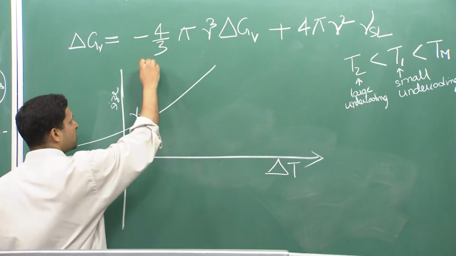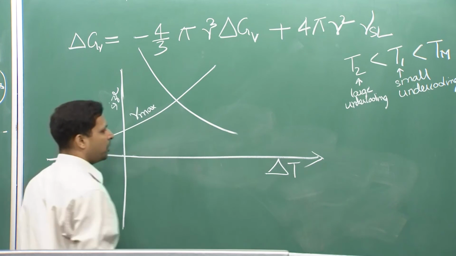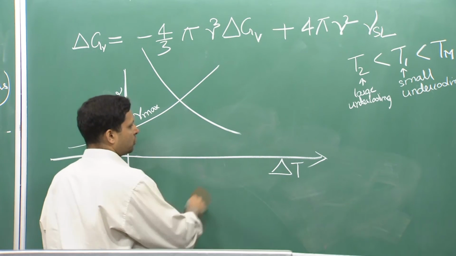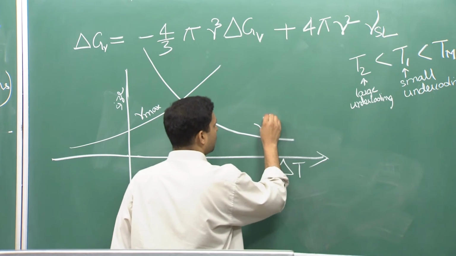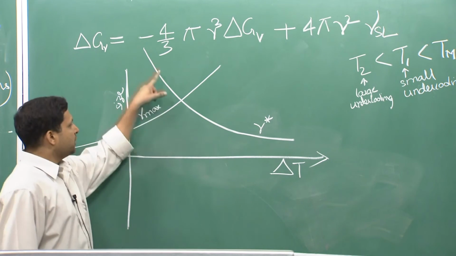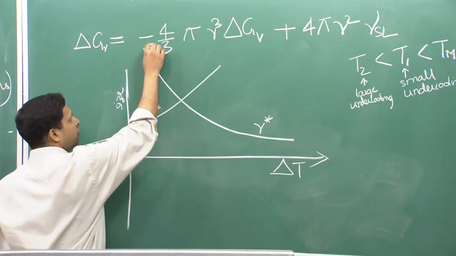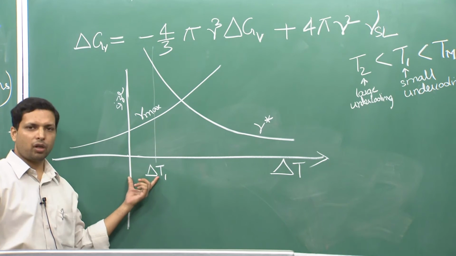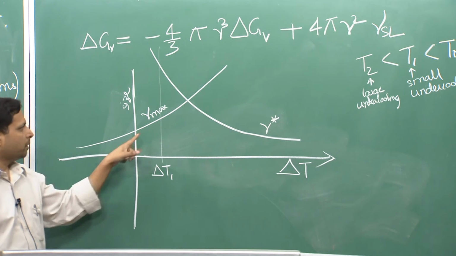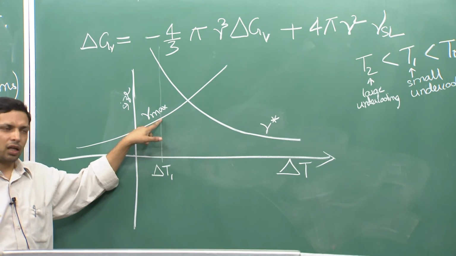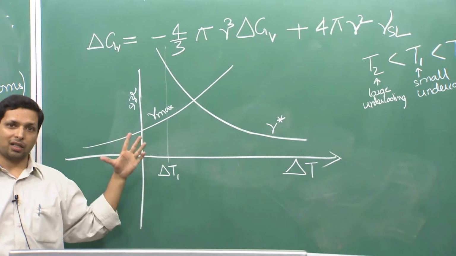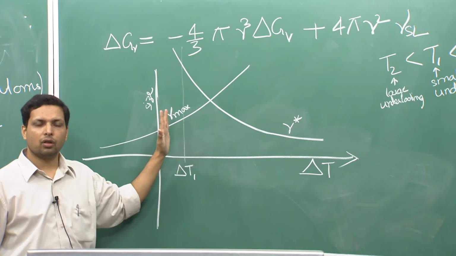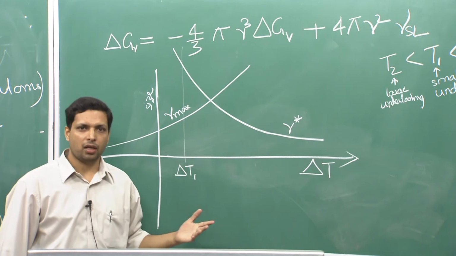And at the same time, the R star, when you remember from our previous equation, we showed that R star is proportional to 1 over delta T. So this is how this 1 over delta T term would look. Let us look at this particular condition. If you are at some delta T1 condition, a very small undercooling, the maximum size of cluster that can form is this, but for solidification the critical radius that you need is this, which is larger than the maximum possible. So at this particular condition, solidification is not possible.